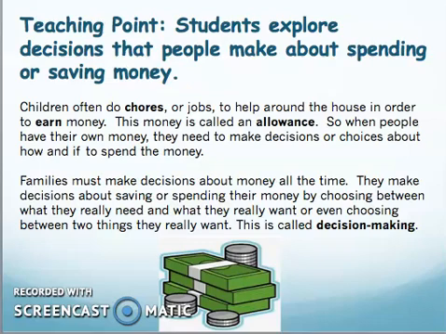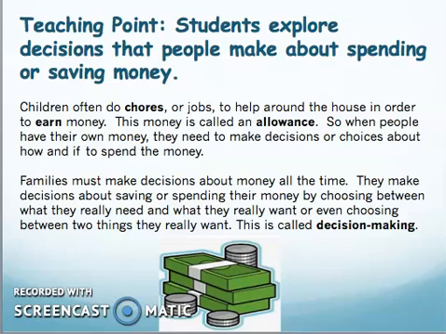So when people have their own money, they need to make decisions or choices about how they want to spend the money or even if to spend the money or should they save the money. Families must make decisions about money all the time. They make decisions about saving or spending their money by choosing between things, right? Choosing between what they really need and what they really want. Or sometimes they must even choose between two things that they really want. And this is called decision making.